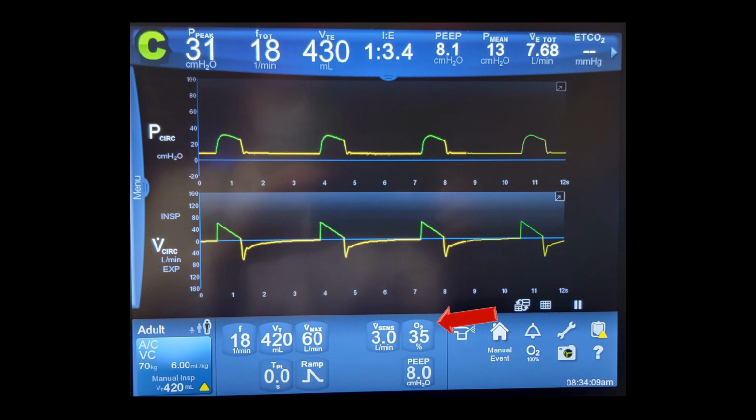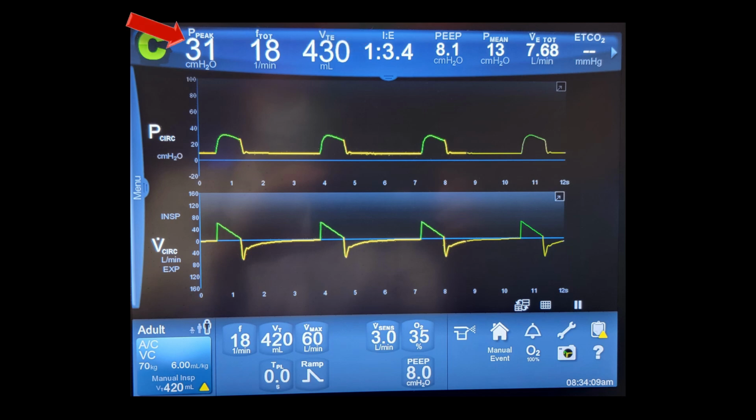Moving on, we can see the oxygen setting for the patient has an FiO2 of 35%. We can see that the positive end expiratory pressure, or PEEP, is 8.0, and then we can see the actual PEEP of the patient is 8.1. Next, we have the inspiratory to expiratory ratio. Normal for a patient on a ventilator is 1:2 to 1:3.